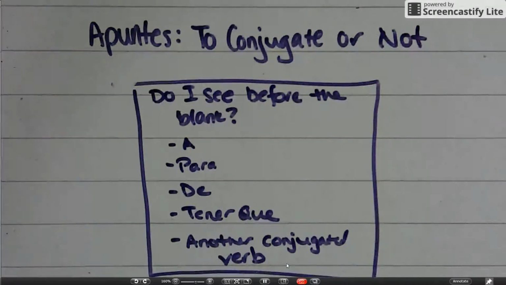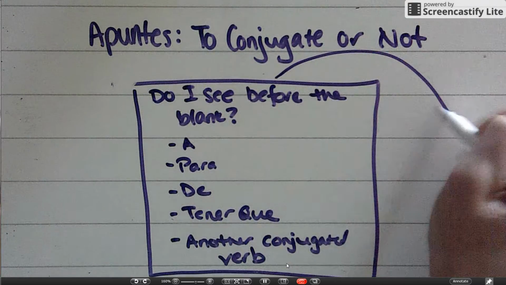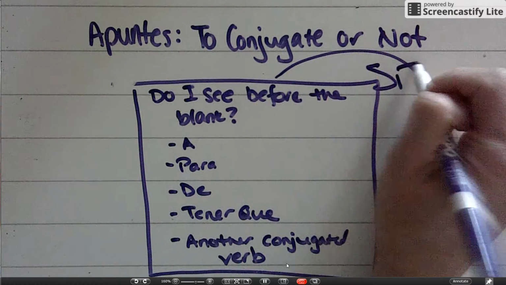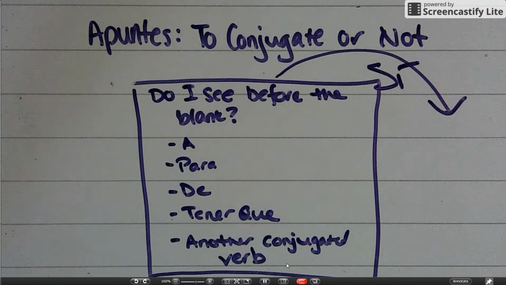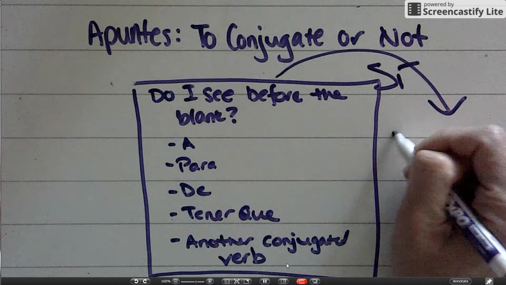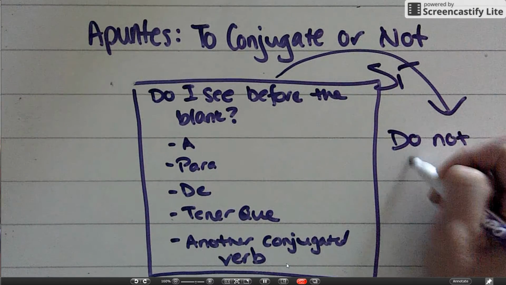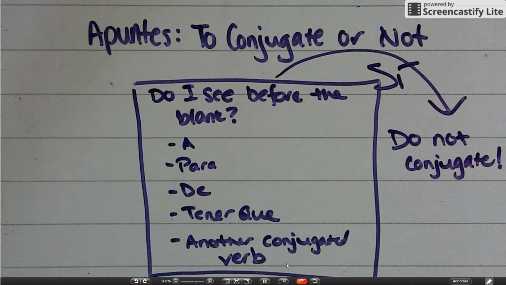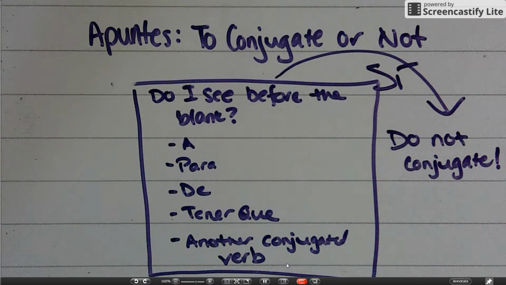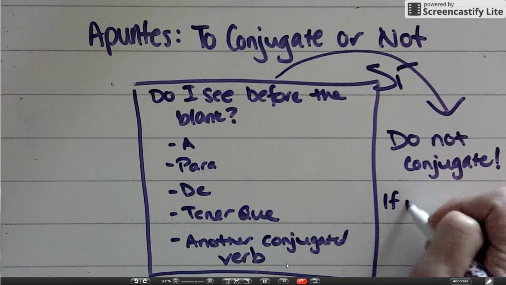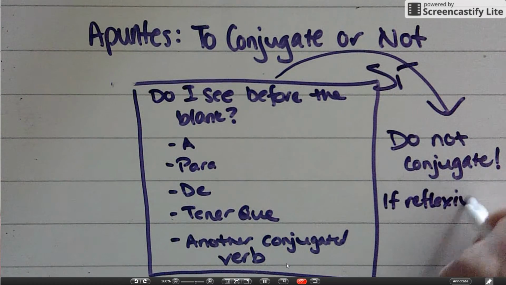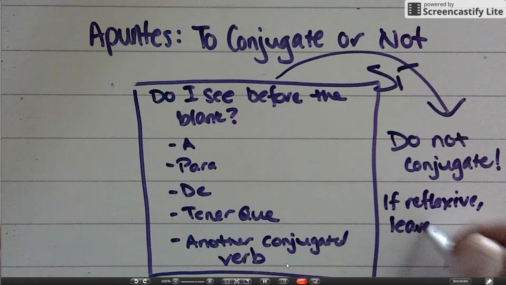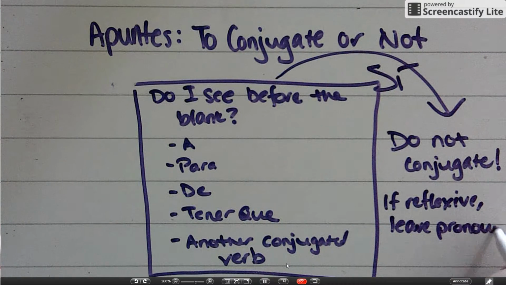and if I answer yes, I do see one of those right before the blank, I go on this side, see, as in I saw a right before the blank. I write do not conjugate. If it is a reflexive verb, I leave the pronoun attached. And we'll talk about what that looks like in a moment.